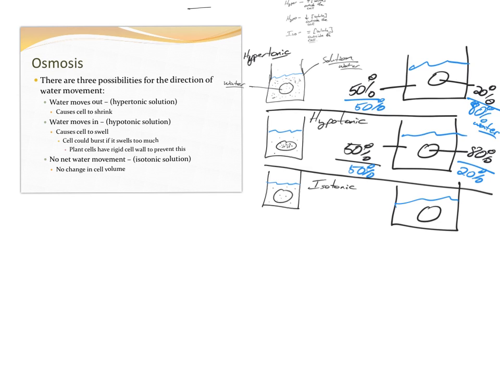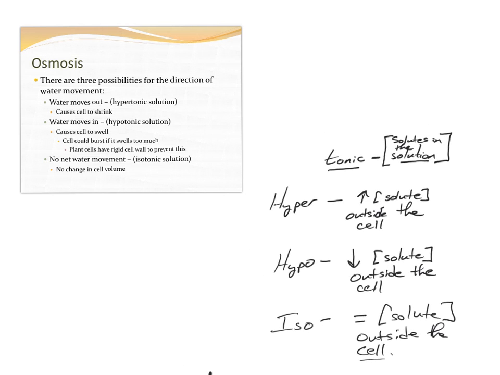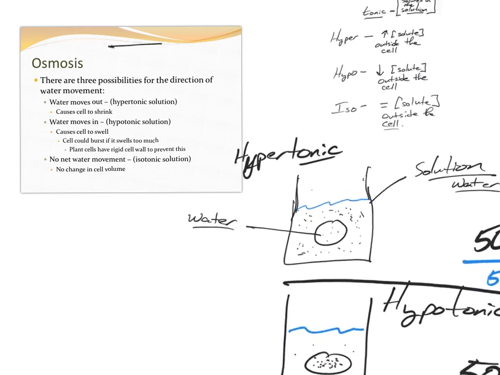So the hypotonic and the hypertonic, that's all about what's on the outside compared to the inside. Let's go back to our original statement. Tonic means the solute concentration in the solution. Do we hear that? Okay. So hyper means a high concentration of solute outside the cell. Hypo means a low concentration of solute outside the cell. And iso means the same concentration outside as inside.